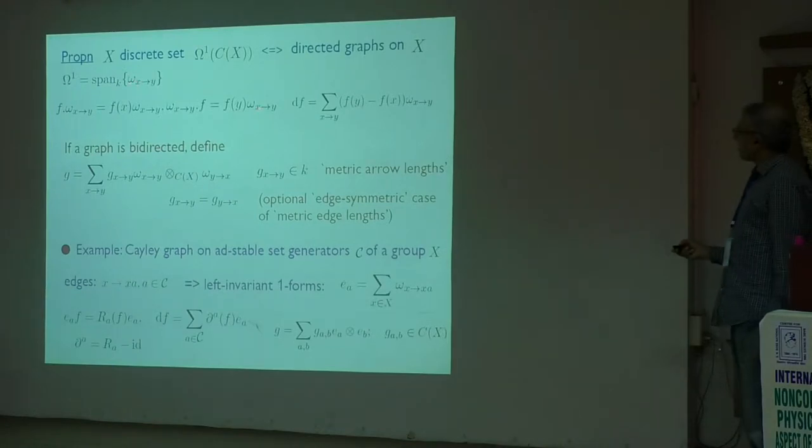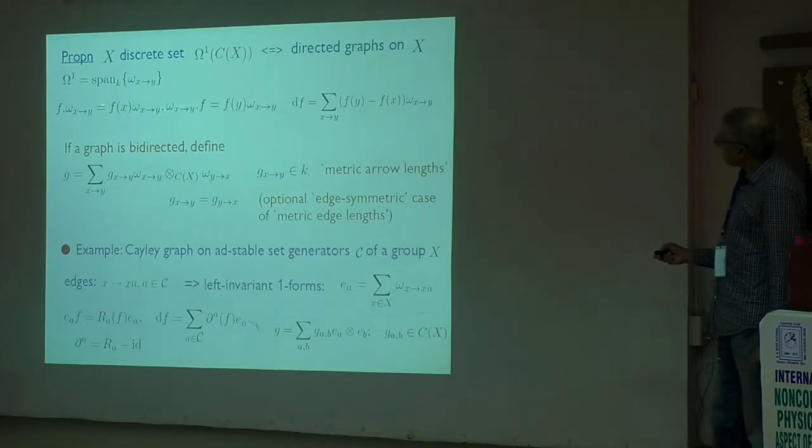And what is the bimodule structure? Well, if I multiply an arrow from the left, I pick up the value of a function at the source of the arrow. If I multiply an arrow from the right, I pick up the value of the function at the target of the arrow. And so that means it's not commutative, because x is not equal to y. So it's only possible within non-commutative geometry.